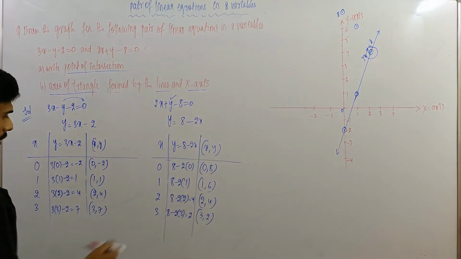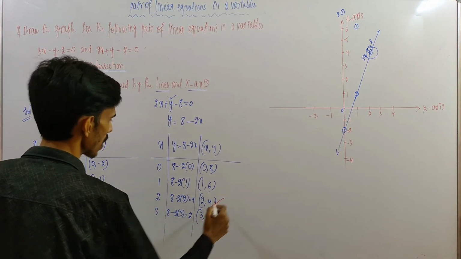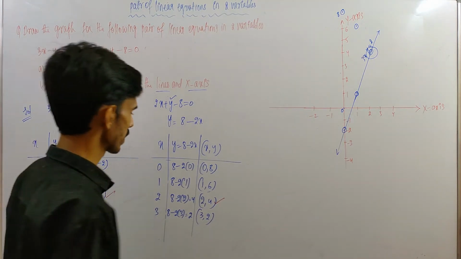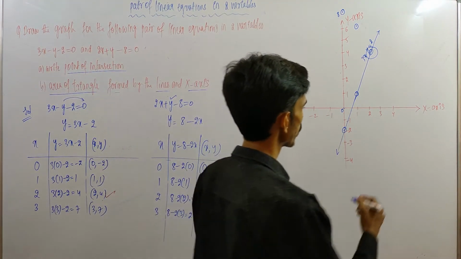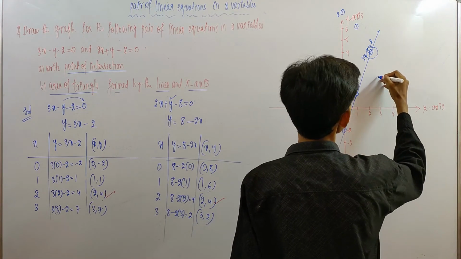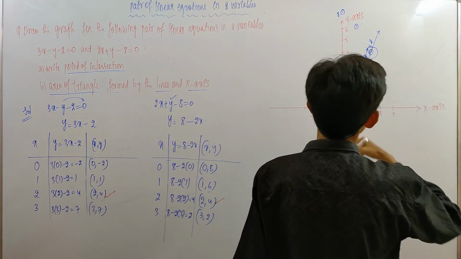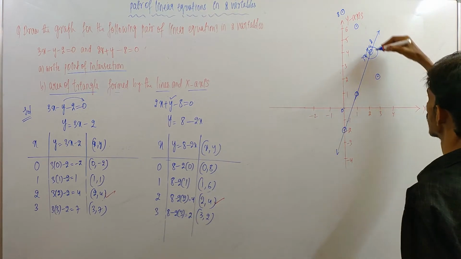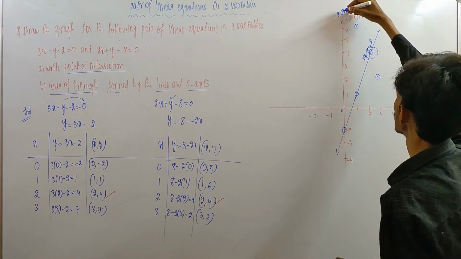This is the solution since these two values are the same. So 2, 4 is the solution for these lines. Now we have 3, 2. This is 3 and the value is 2 here. Now we will join these 3 points. We will get a straight line.